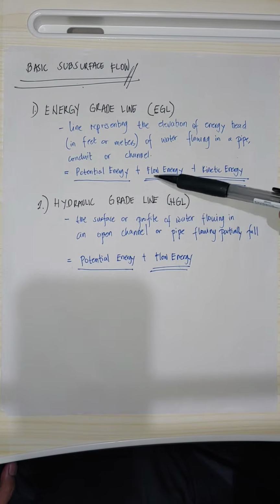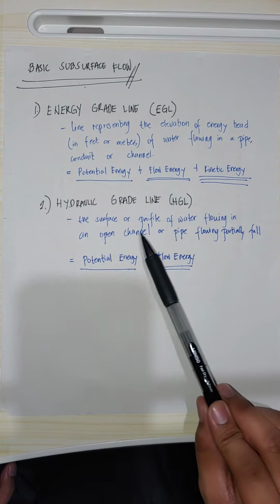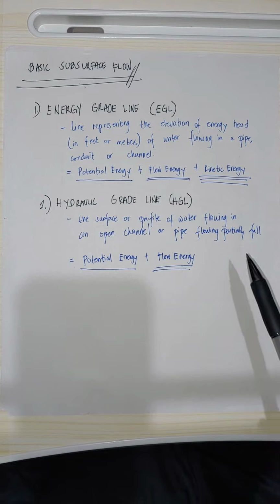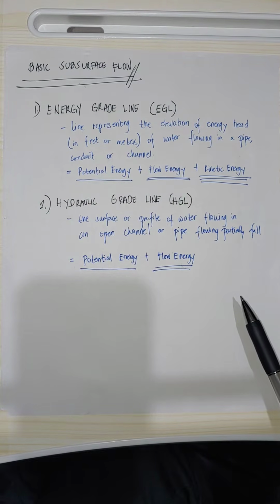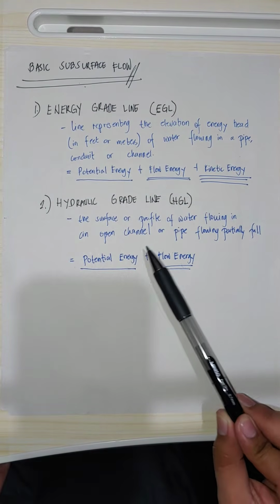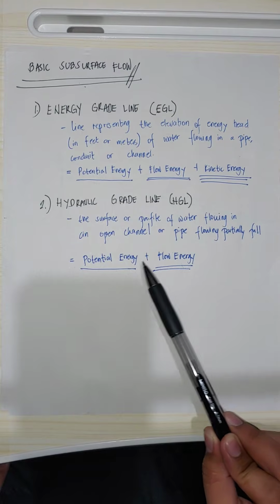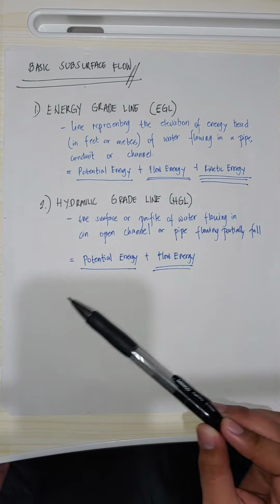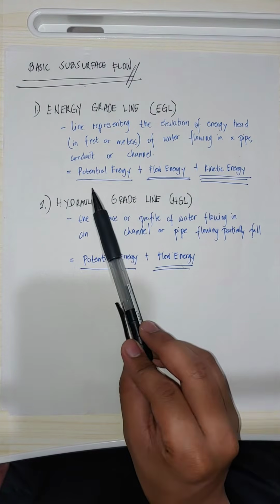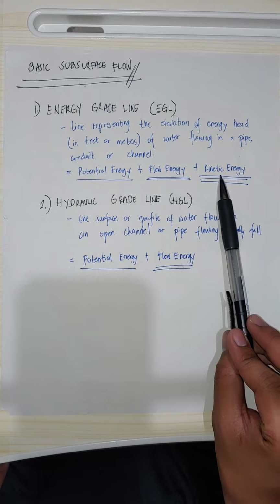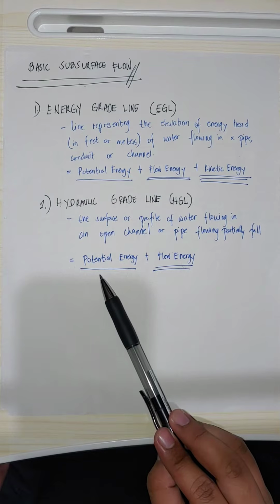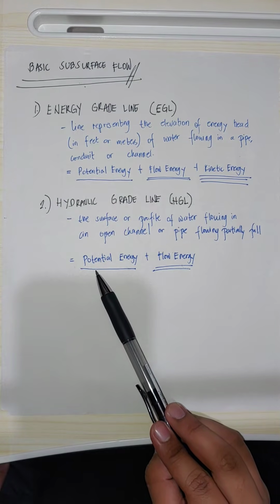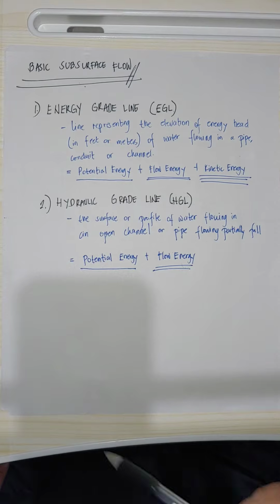The hydraulic grade line, on the other hand, is the surface or profile of water flowing in an open channel or a pipe flowing partially full. A pipe flowing full has a hydraulic grade line equivalent to that of water flowing in an open channel. In the energy grade line, we have the potential, flow, and kinetic energy. Flow energy is the pressure of the water. On the hydraulic grade line, we have the potential energy and the flow energy.